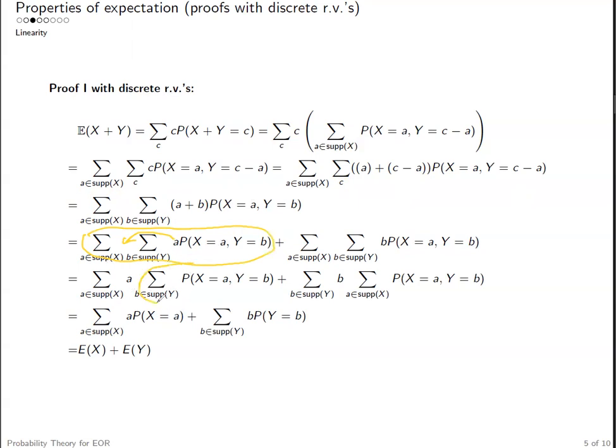Let's take a look at the summation here. We're gonna sum over all possible values within the support of Y. And what is the note? Each of these events for different choices of B will be mutually exclusive events. Okay, this is the first term.